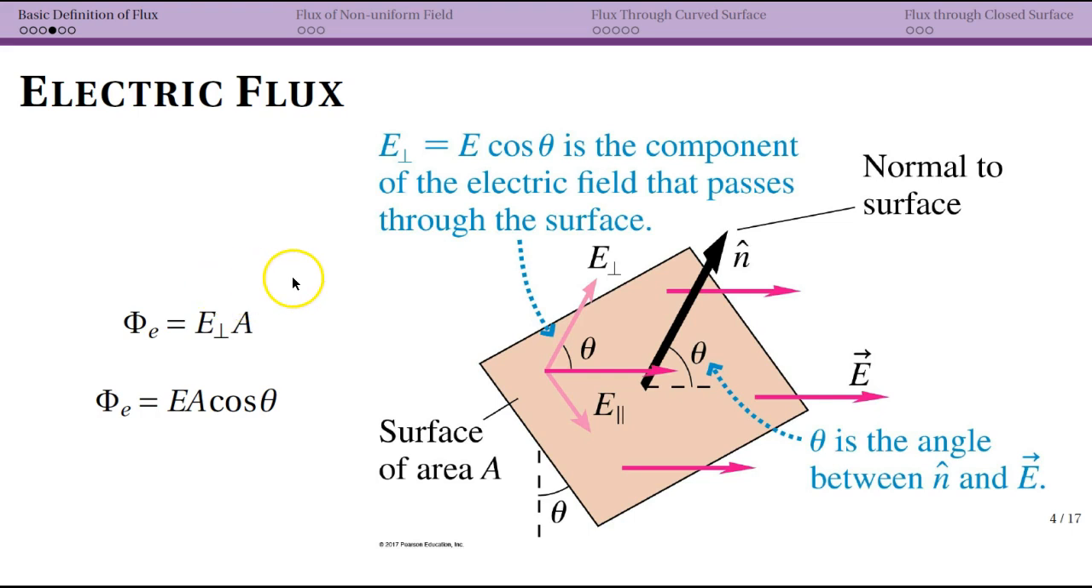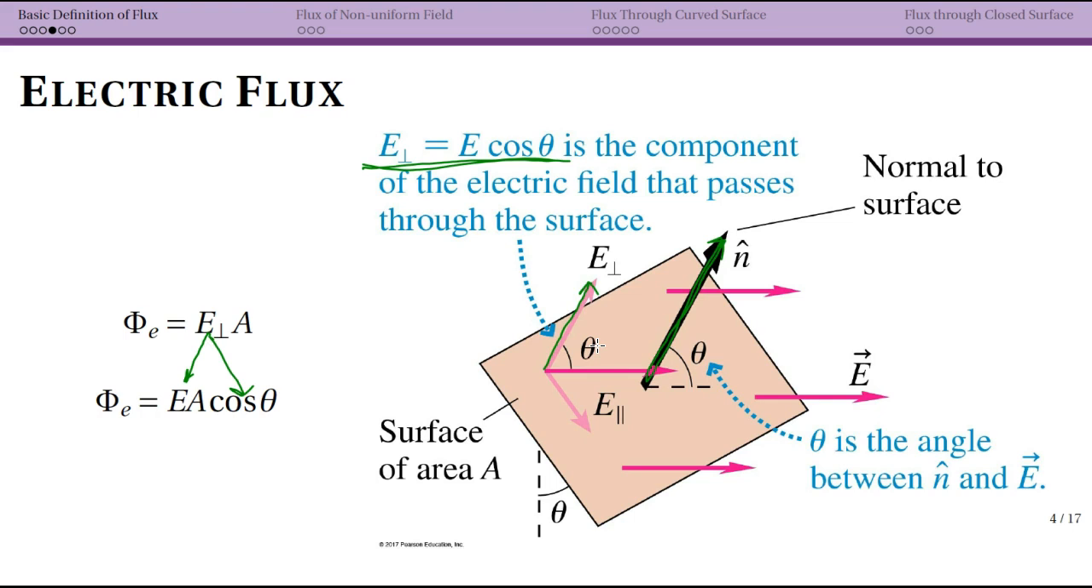One is we just project the electric field vector to be perpendicular to the surface, which means aligning with the normal vector. This accepts that there's going to be some electric field that is not pointed at the surface, and so we only look at the component that is in fact perpendicular to the surface. So in that case, E perpendicular becomes E cos theta.